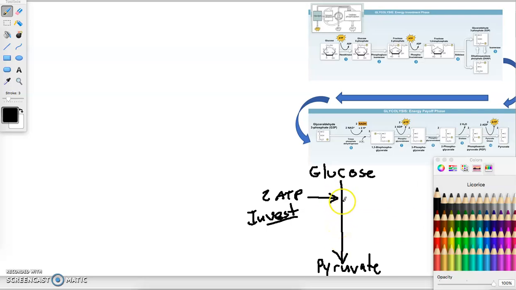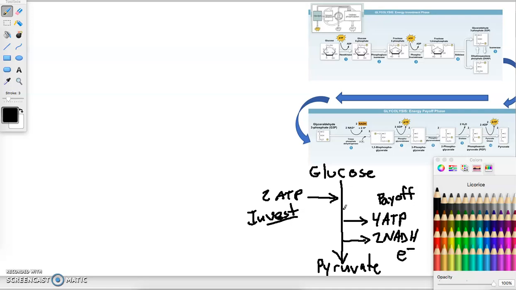And then, after we've done a couple of other things that we'll describe in more detail in a little bit, we're going to generate a payoff, or the energy payoff phase, and that is where we're going to get 4 ATP and 2 NADH. And remember, those are the high energy electron carriers. We call this phase over here the payoff phase. So we have an energy investment phase, which is over here, and we have an energy payoff phase, which is down here. And we're going to talk about that in greater detail.